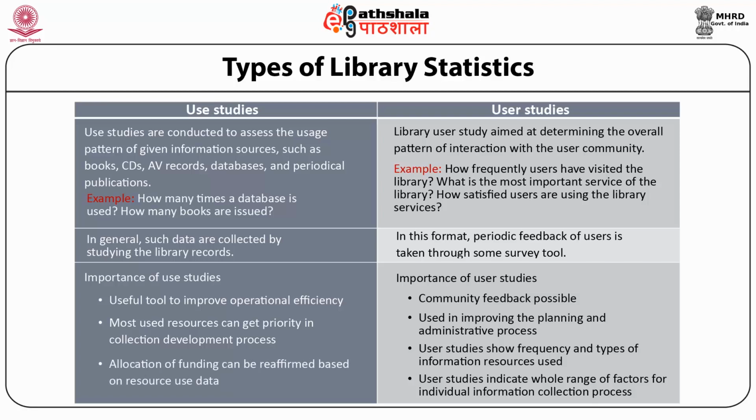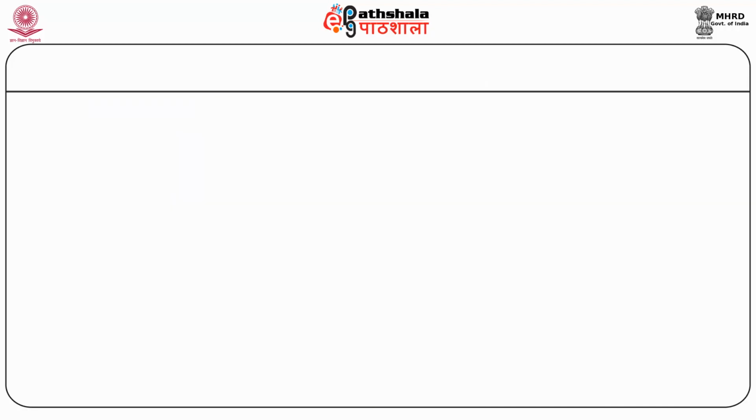Allocation of funding you can accordingly think of. If your online journals are used most and offline journals are used less, then you may cut down some funding in the offline journals and put that funding in online journals, so that your users have better access to all these resources.